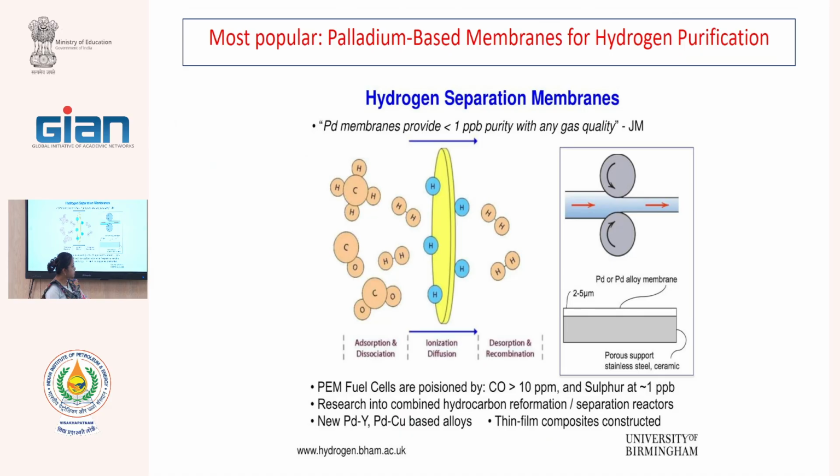Then ionization and diffusion, that diffusion can be active or passive. Desorption and recombination is when these get back into a molecular form. So, this is the transport mechanism. You can have a very high purity level.